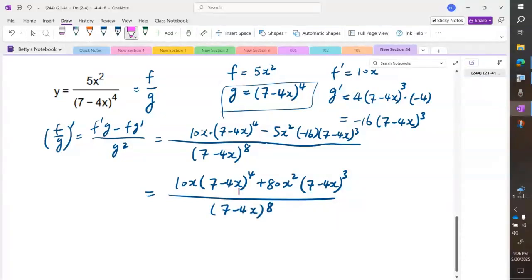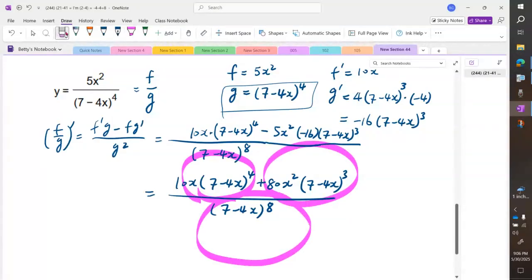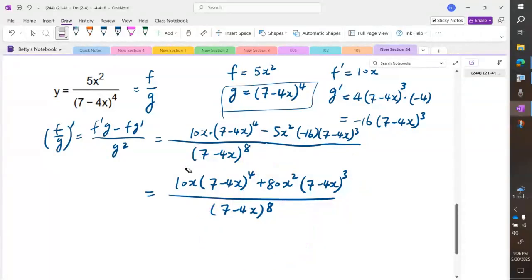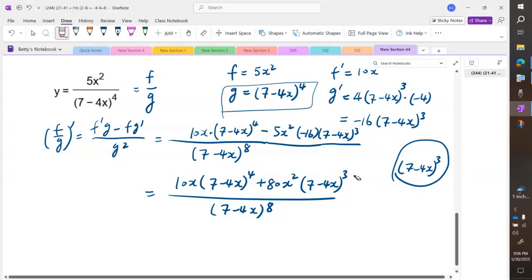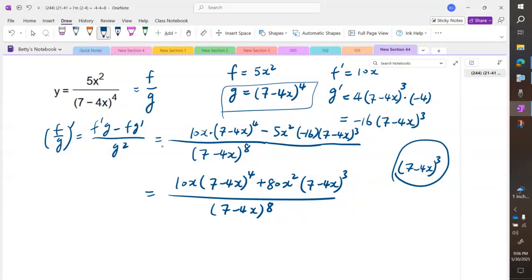You remember I mentioned this left ear, right ear, head, right? It's a Mickey Mouse. Only when the left ear, right ear, and the head of the Mickey Mouse all have the common factor, we can cancel the common factor. In this case, the common factor is (7 minus 4x) to the power of 3. The left ear has a factor, the cube of 7 minus 4x. Right ear also, the head is also. So we're going to get rid of that common factor.